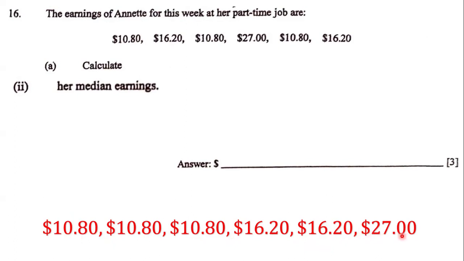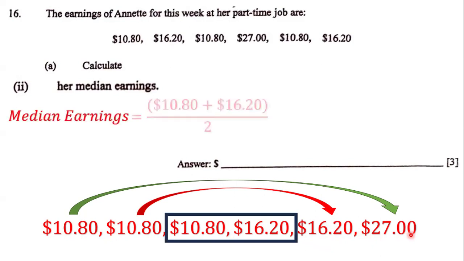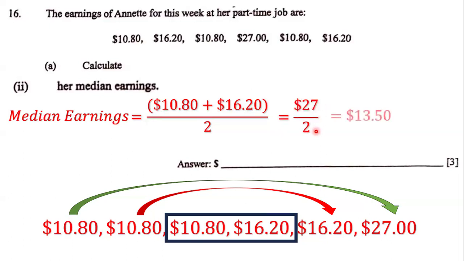Next, we need to find the number or numbers that are in the middle. And so we're going to connect 10.80 with 27, 10.80 with 16.20. And notice that there are two numbers that are in the middle. And so in order for us to find the median, we're going to add those two numbers and then divide their sum by 2. So 10.80 plus 16.20 is $27, and $27 divided by 2 is $13.50. And so that means that her median earnings is $13.50.